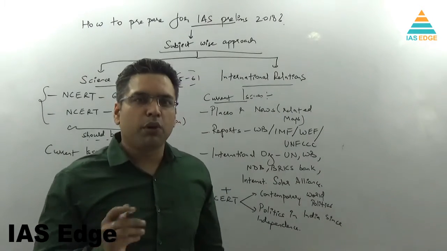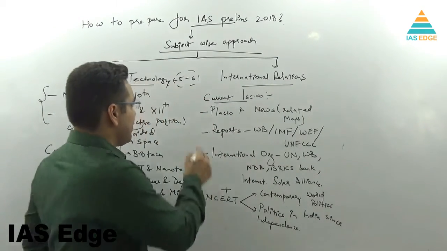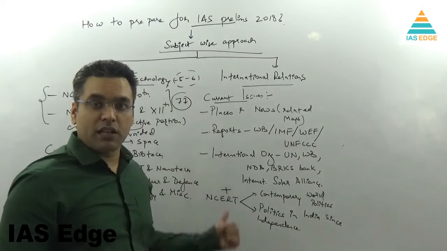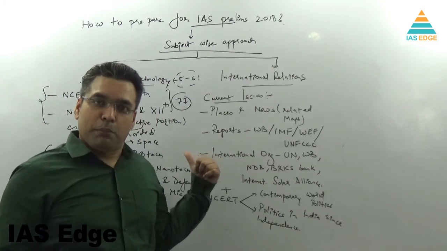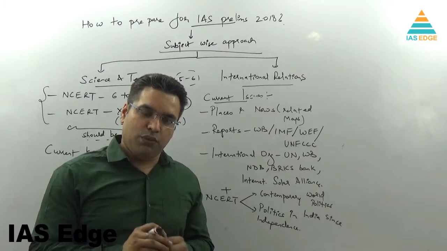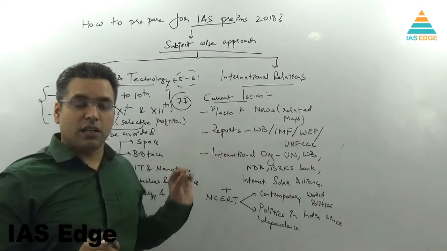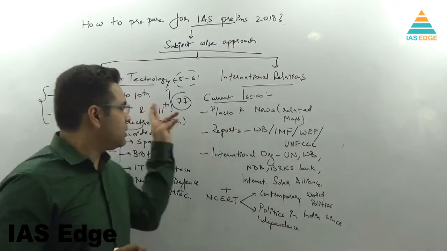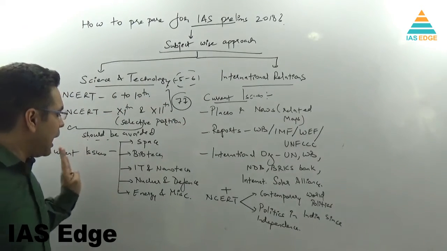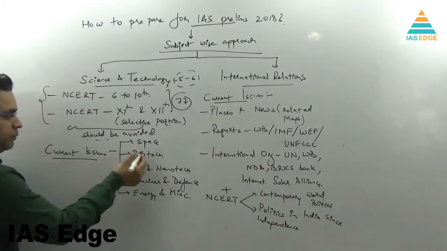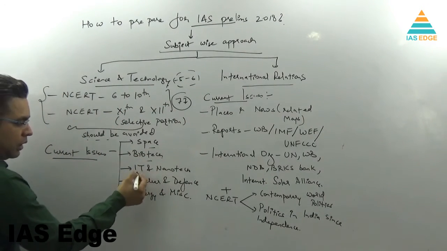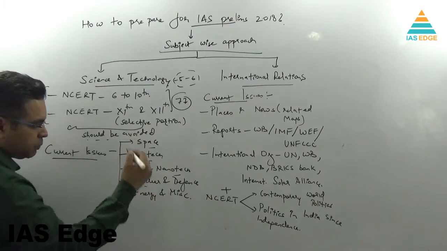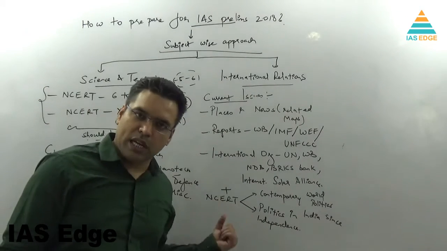I was going through the number of chapters that need to be read. There are around 77 chapters supposed to be read in both areas. But if you do the cost and benefit analysis of this area, it is not productive. So you can avoid these NCERTs entirely. Rather, you focus on current issues: space, biotech, information technology, nanotechnology, nuclear and defense technologies, the energy sector, and anything miscellaneous related to science and technology.